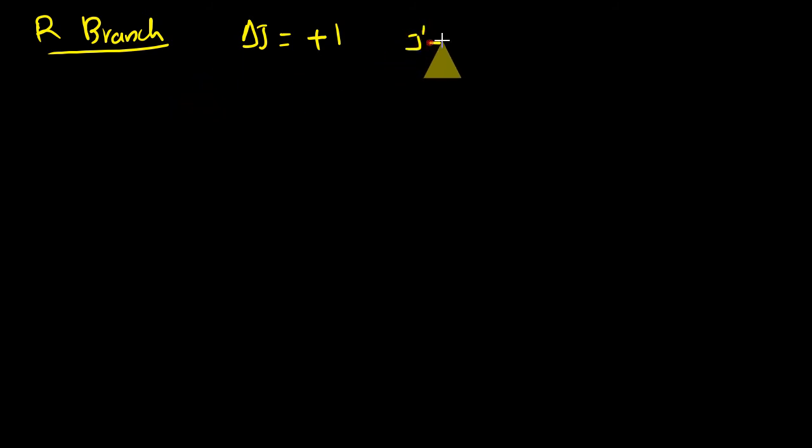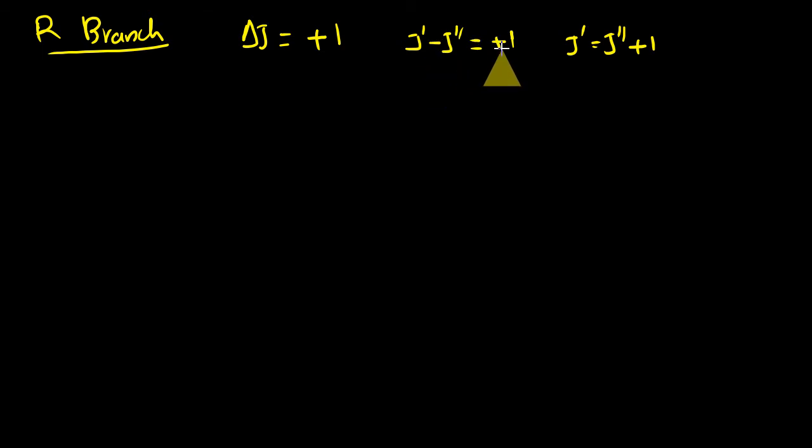So, the R branch of the spectrum, how is it originating? The R branch of the spectrum is originating because of the transition of the type delta J is equal to plus 1. Delta J is equal to plus 1 means J prime minus J double prime is equal to plus 1. Right? Or we can write J prime is equal to J double prime plus 1.